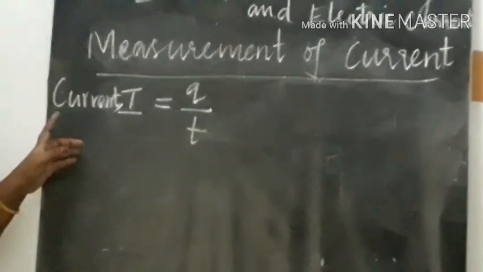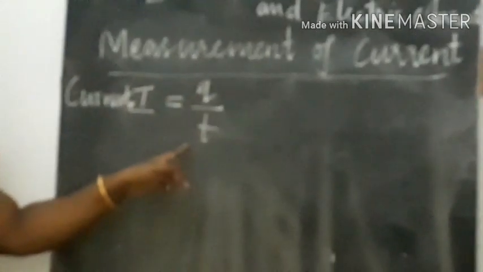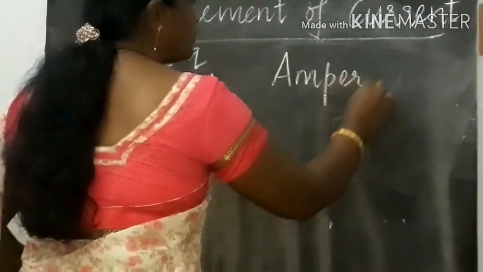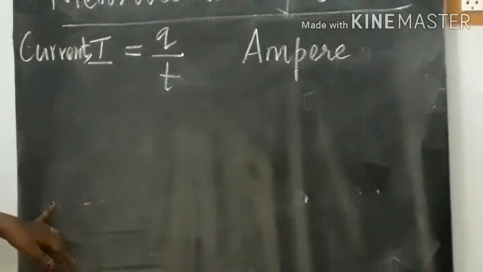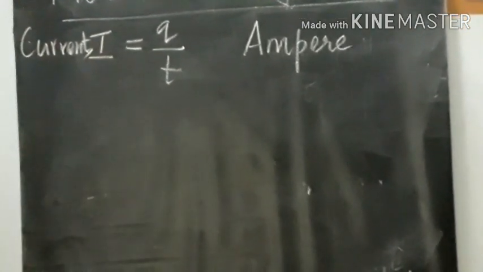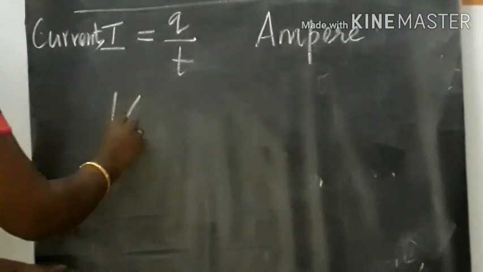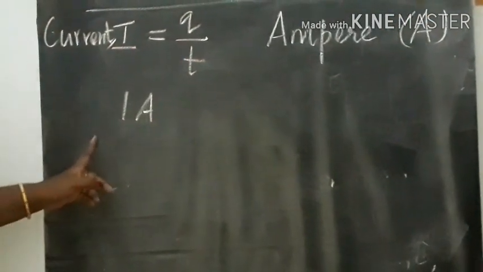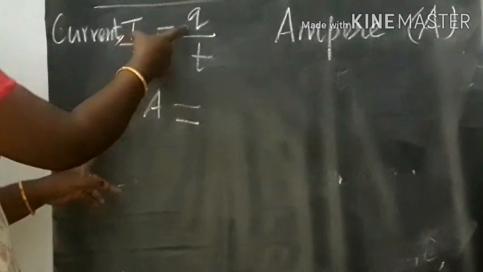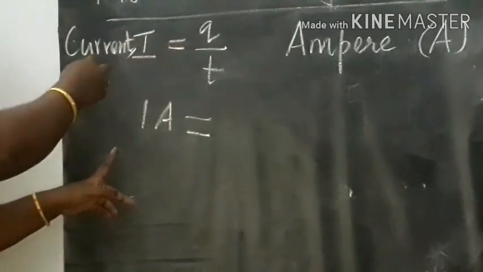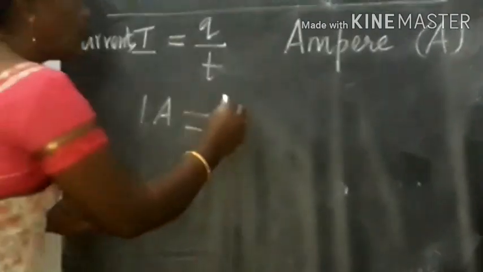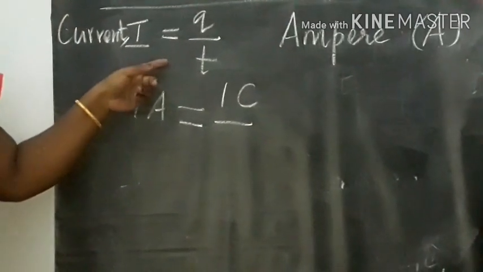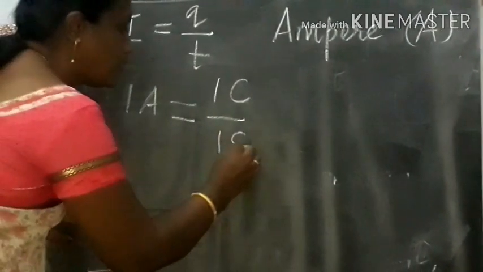Now we know that the current I is equal to Q by t. The SI unit of current is ampere. So we have to define 1 ampere. Its symbol is A. So 1 ampere is equal to, we know that Q is the quantity of charge. What is the unit for charge? It is coulomb. So 1 coulomb divided by, what is the standard unit for time? It is second. So it is 1 second.